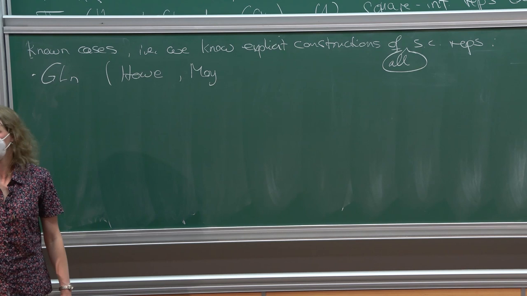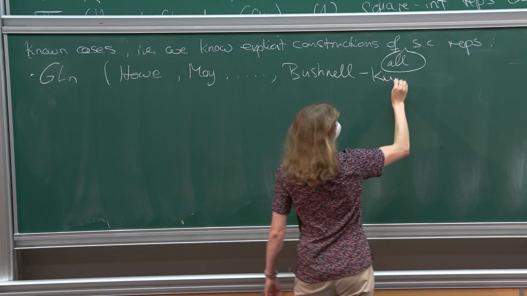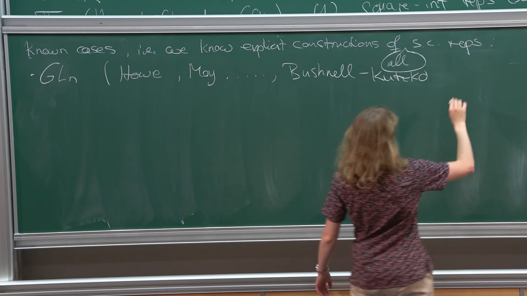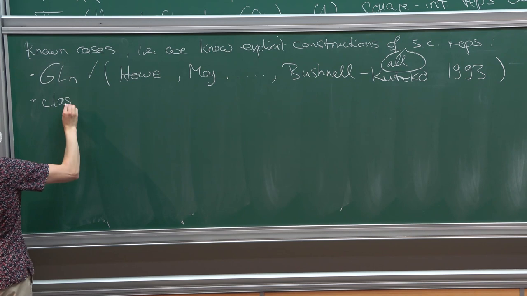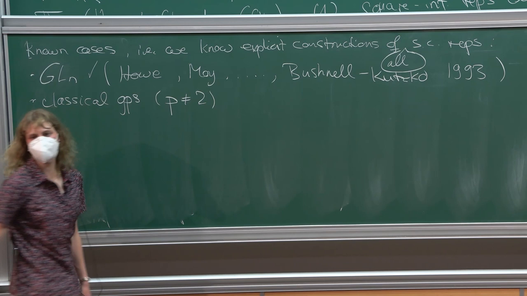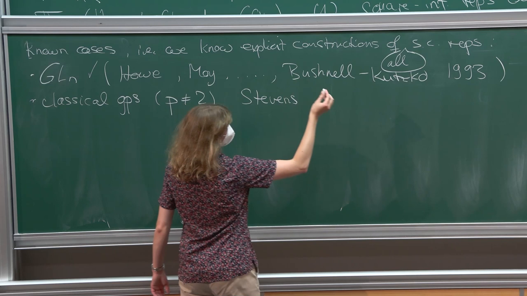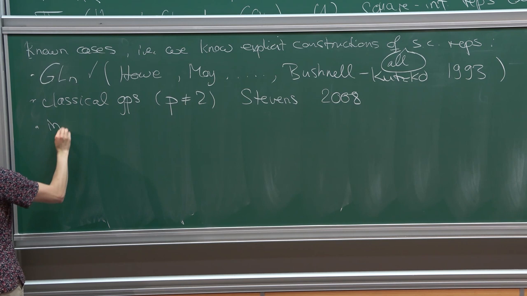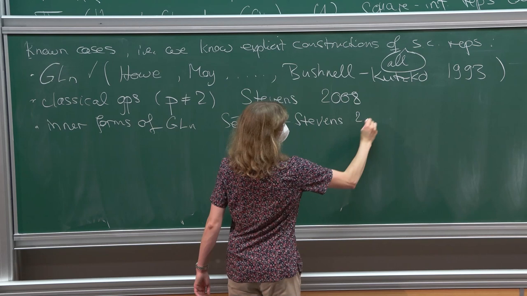All right, more questions. So it started with work of Howe and Moy and a lot of people. And then Bushnell and Kutzko wrote a book in the Annals of Mathematics Studies series in 1993 in which they constructed all the supercuspidal representations. So that means GL_N is done. Classical groups, and by classical groups, if p is not equal to 2, I mean fixed points of an involution inside GL_N, so symplectic, orthogonal, and unitary groups. That was done by Stevens, I think in 2008. Then we have inner forms of GL_N. That was done by Sécherre and Stevens around 2008 as well.